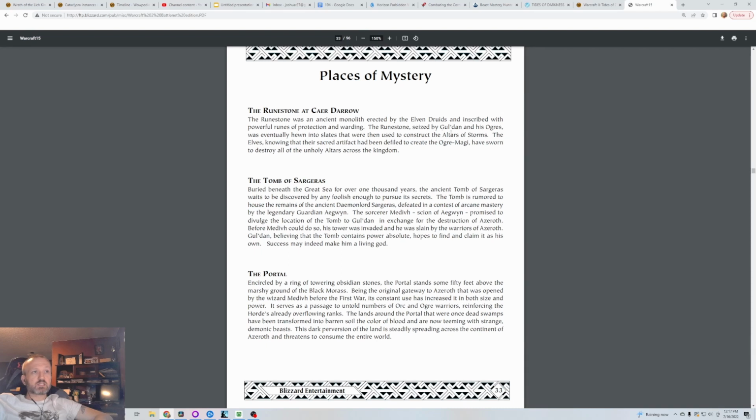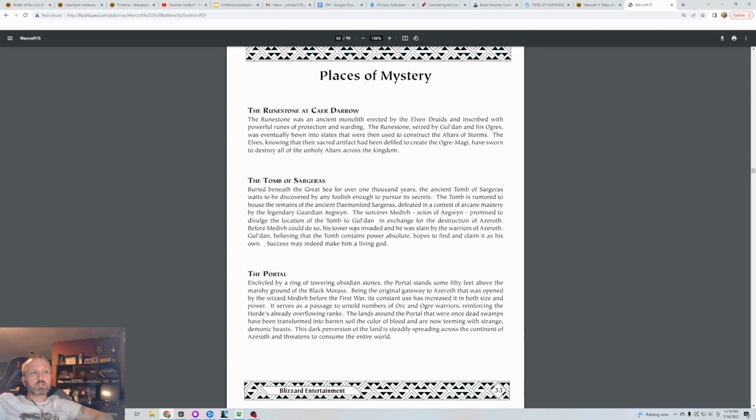It says it is seized by Gul'dan and his ogres, and they create the Altar of Storms. And the elves know that that's what has been used to create the ogre magi in their land, and they want to destroy any of them. I don't know if we do some of that during this mission.